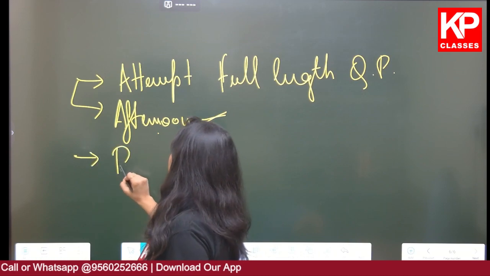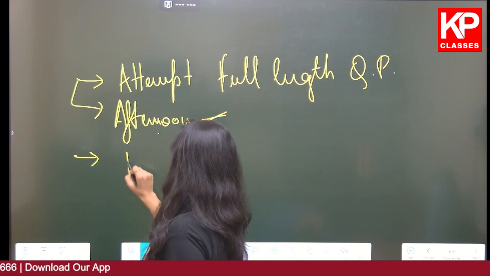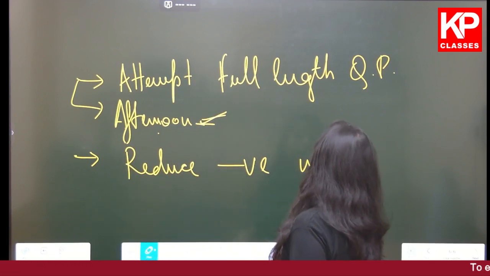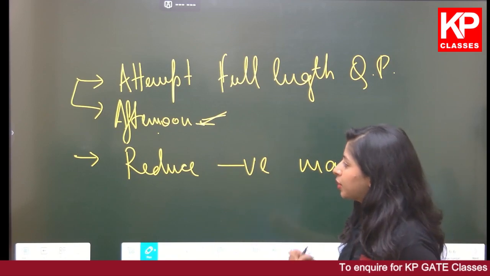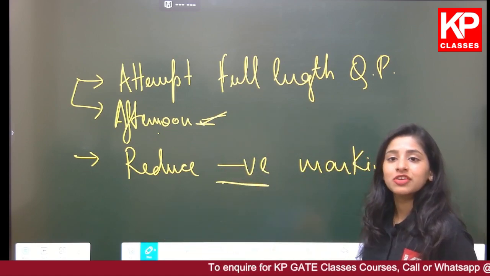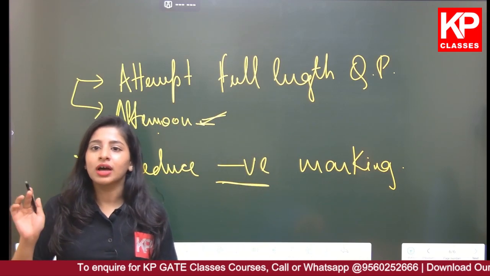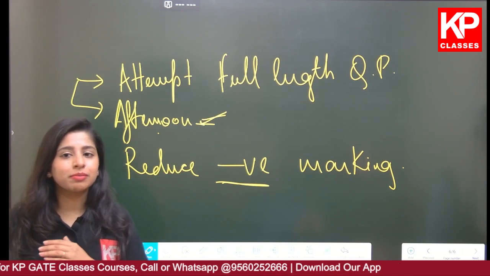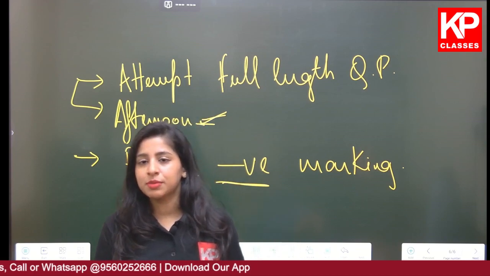Now, reduce negative marking. You have to reduce the amount of negative marking, because it's not just about scoring and attempting questions, it is about reducing that percentage of negative marking. And how can you reduce that? Do not do guesswork unless you have a little bit of surety. Do not make wild guesses. There should not be any random guessing going on in the exam papers, please.